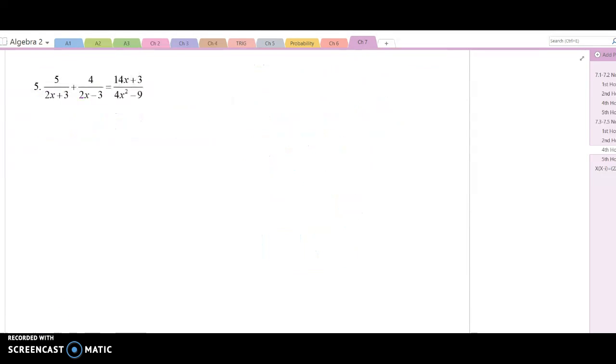Our first step is to factor any denominators that need to be factored and to spread our work out so that we have space to work. Because if you're trying to shove things into this tiny little space, you're going to make mistakes just because your work is messy. So I've got 5 over, I can't factor 2x plus 3 anymore, so that's good. Spread my work out, plus 4 over 2x minus 3.